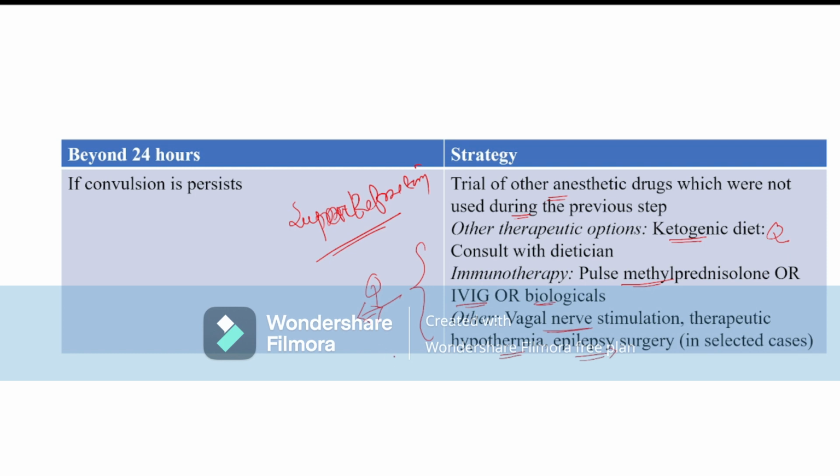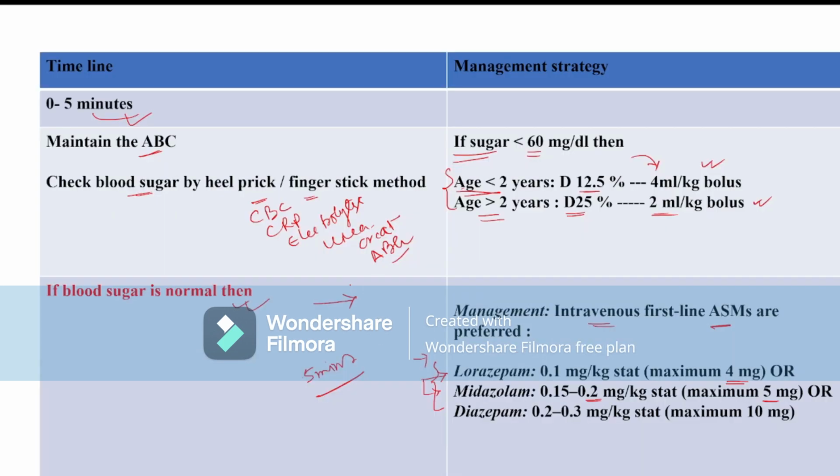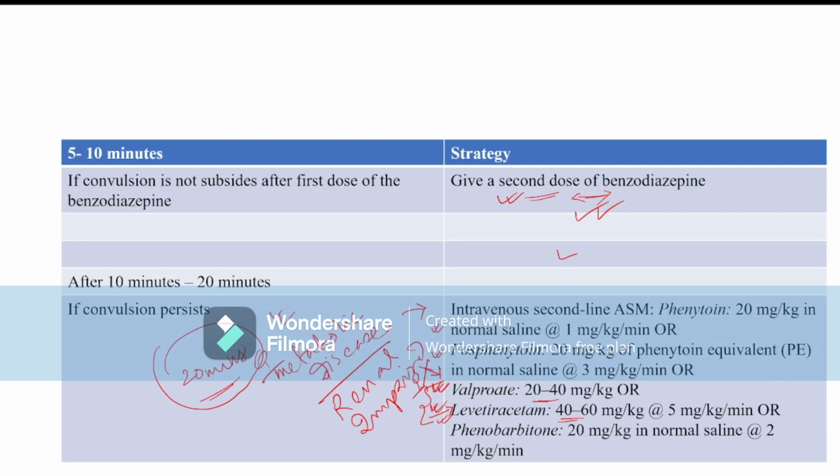So, in a nutshell, when the patient comes to your emergency with convulsion, for the first 5 minutes you maintain the ABC and check the blood sugar. If the blood sugar is less than 60, you give a dextrose bolus, or if the blood sugar is normal, then we start giving benzodiazepines over 5 minutes. If the seizure has not subsided after 5 minutes, you can give a second dose of benzodiazepine for the next 5 minutes. That means 10 minutes.